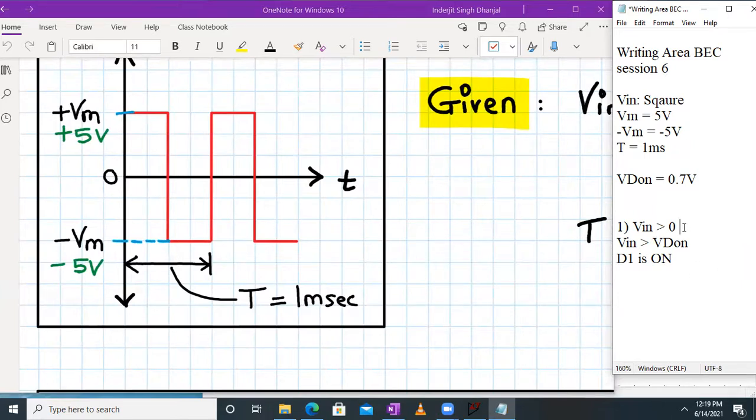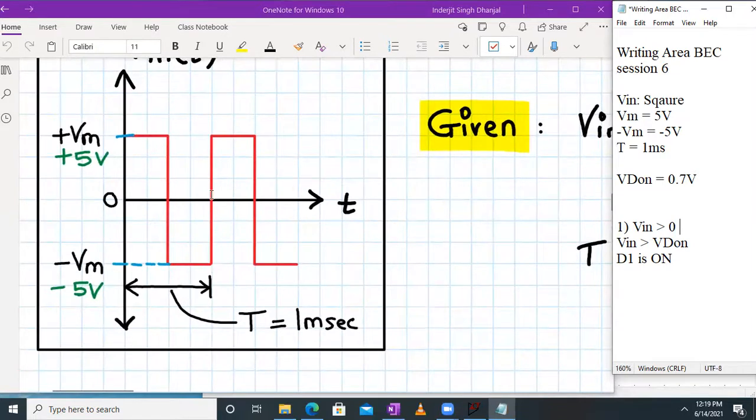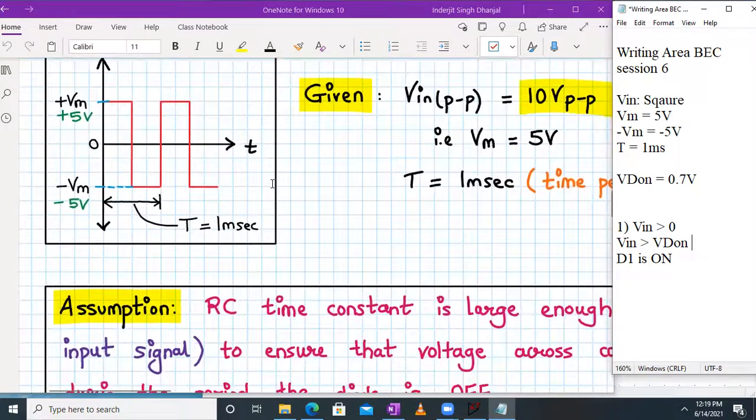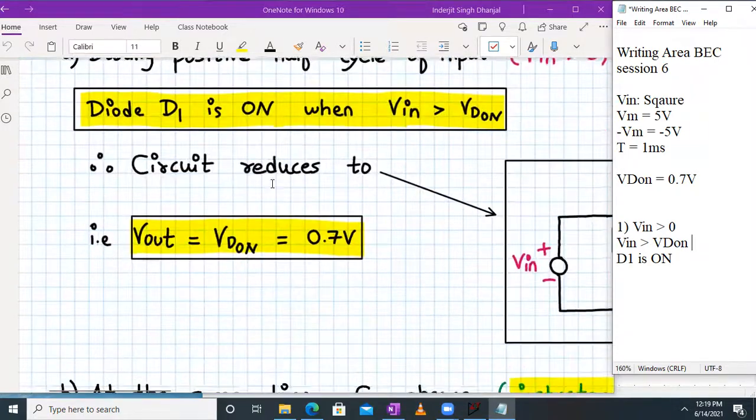Yes, it is correct that whenever V in is greater than 0, the diode will turn on because the input is a square wave of 5 volts. But imagine if you have a sinusoidal or a triangular waveform. In that case, the voltage slowly builds up with respect to time, so the diode turns on only when V in is greater than VD on. In this case, when V in is greater than 0, the diode turns on instantly because V in is around 5 volts, which is much greater than VD on.